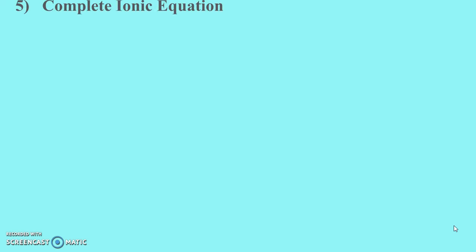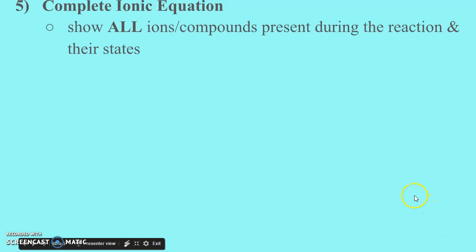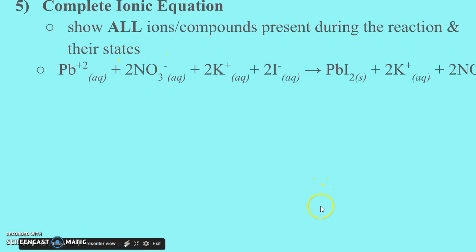The last 2 types are the complete ionic and then the net ionic. A complete ionic equation will show all ions or compounds present during the reaction and their states. So if you look at this one, all I've done is just break them apart. On this side, instead of having lead nitrate, I just broke it apart. Lead 2 plus and the nitrate with the 1 minus charge. And potassium iodide, broke it apart. I'm still using the same coefficients that were in front of the compounds or the subscripts, like with the nitrate that was with the compound previously.